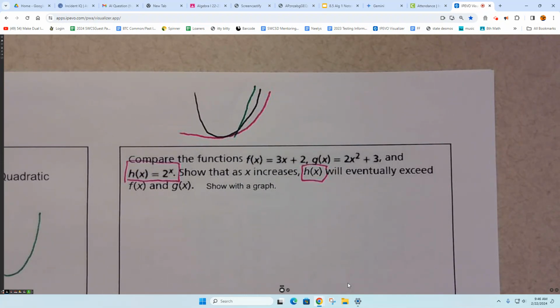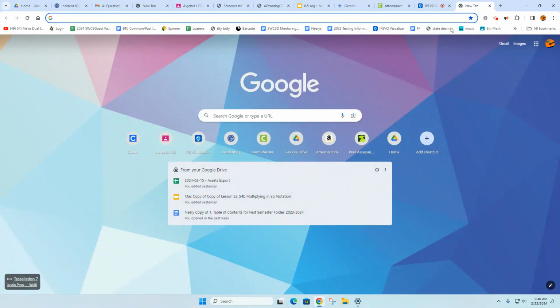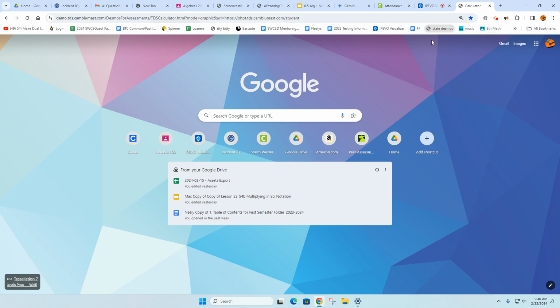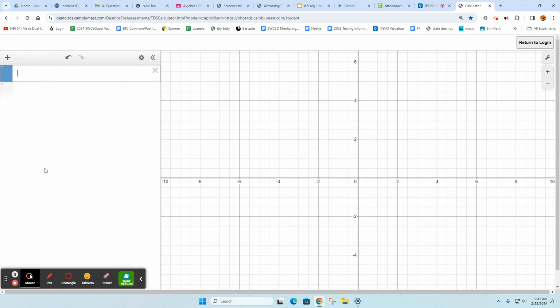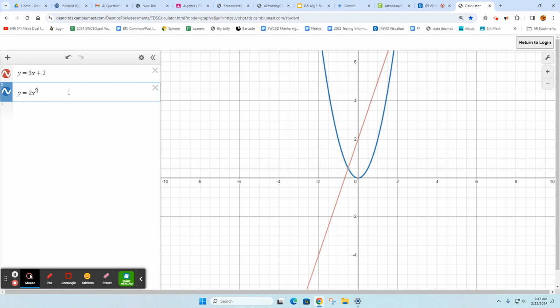So when you think of graphing, that makes you think you want to look at what? Desmos. So if I jump on Desmos real quick, I have to visually show what they're getting at. Okay. And I want to show that my first one, y equals 3x plus 2. And then my second one is y equals 2x squared.